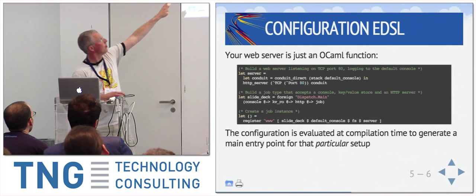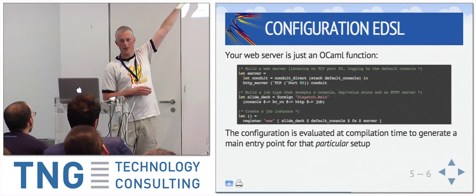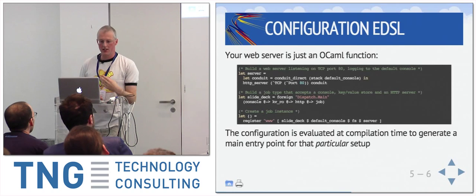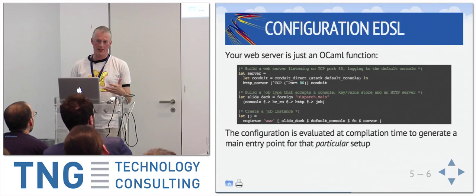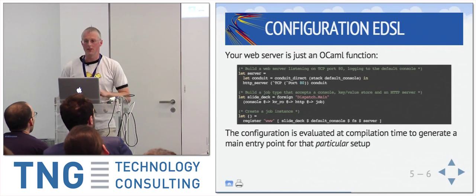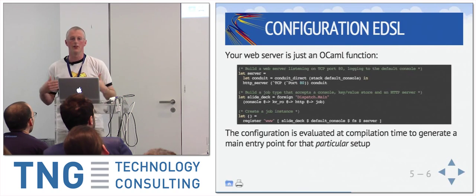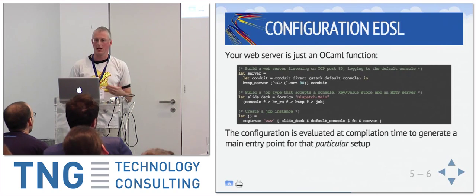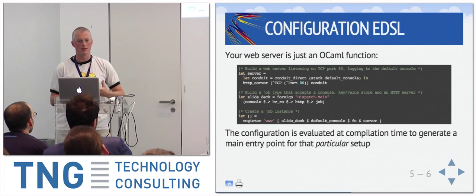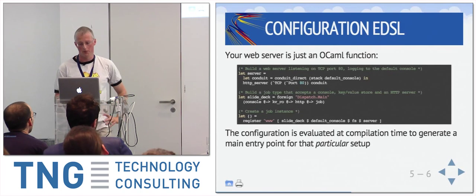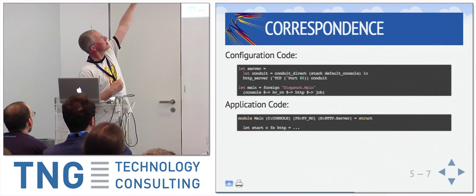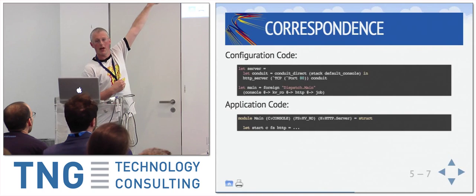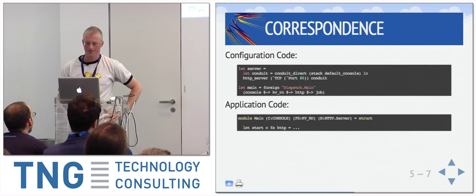And you provide concrete instances of things that satisfy those signatures. So slide deck is this kind of job. Default console is the standard console that satisfies the console signature. FS is a variable that's not shown on here for reasons of space, but that's essentially the file system, the data you expect, which is going to export this KVRO signature. And then server is the HTTP server that you've built up at the top. So there's this direct correspondence between the configuration code you've got there and what looks like the application code, the server code that you've written.